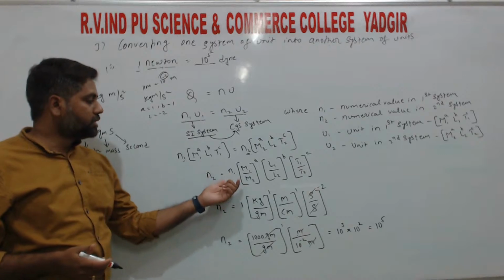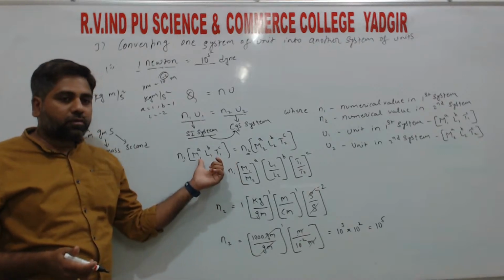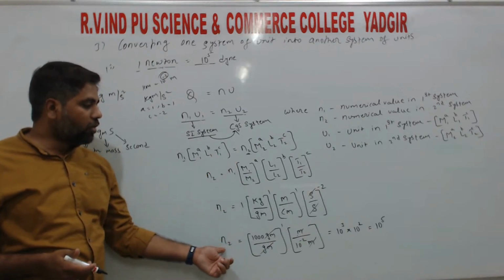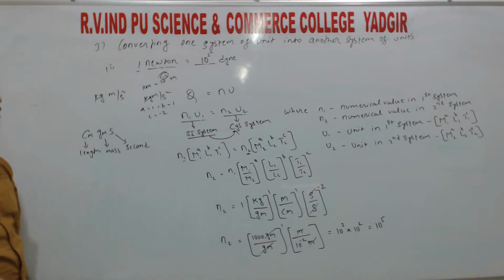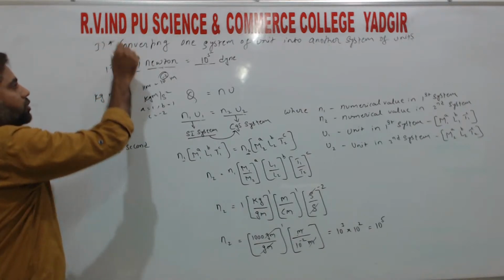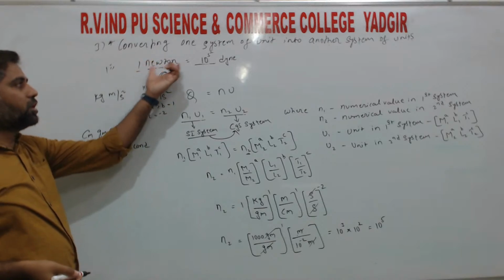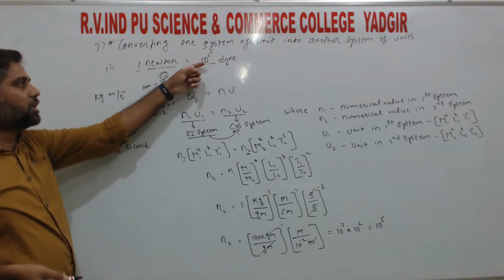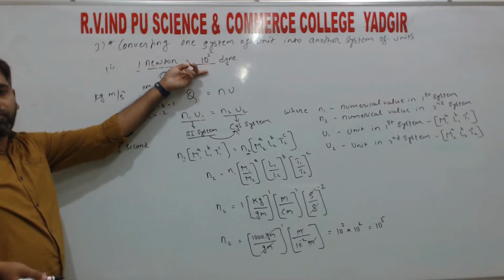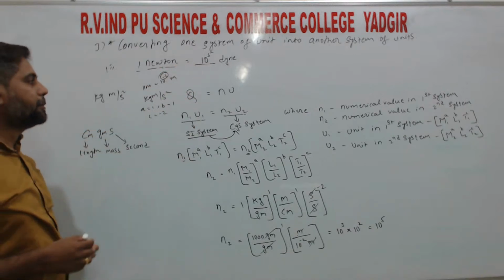right? So by substituting the values and simplifying, we get the value of n2, right? So this is important. Generally, 1 Newton is equal to how many dynes? That is equal to 10 power 5 dynes, right?